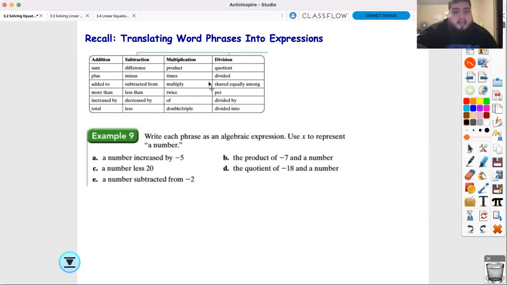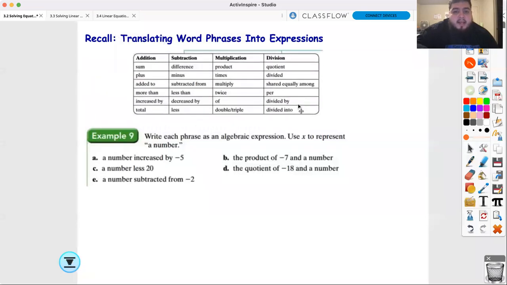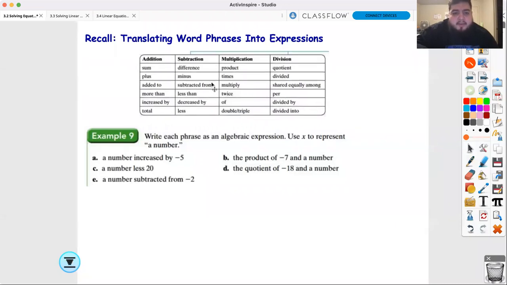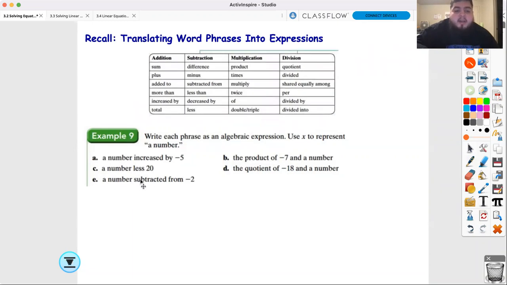Remember translating words into expressions? We're going to dabble back into that, guys. Can someone look up the chart that we wrote last time and tell me if this is the same one or if it's different? It's the same chart, okay, thank you, Nicholas. So you don't have to rewrite this, but if you want to write it again to keep it in your notebook as a reference, you can.